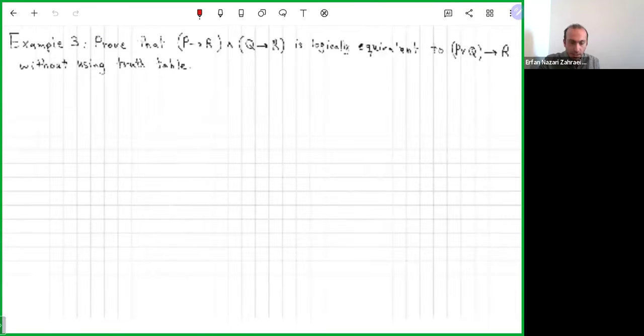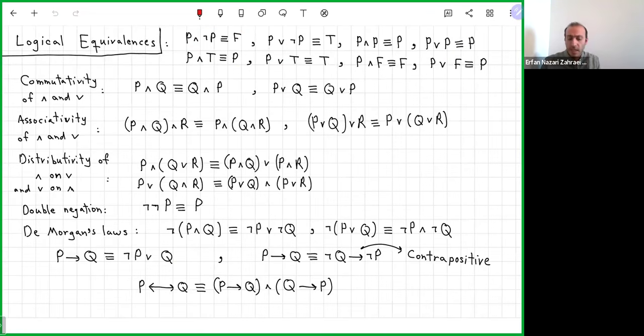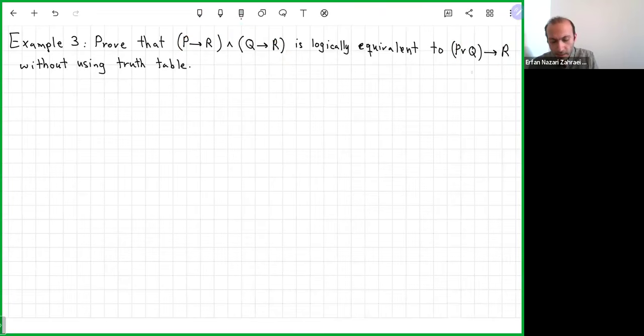Okay, then let me show you the example. I want to prove that these and these are logically equivalent, but not using a truth table, using these equivalence rules that I have. So let's do it. I start with one of them. It's better, I think, to start with the larger or more complicated one. Why? Because it has more room for simplification. P implies R and Q implies R.